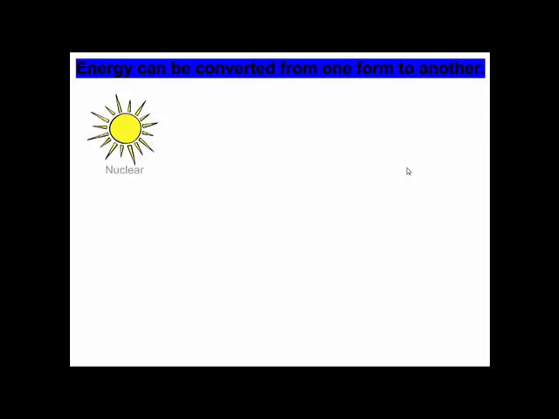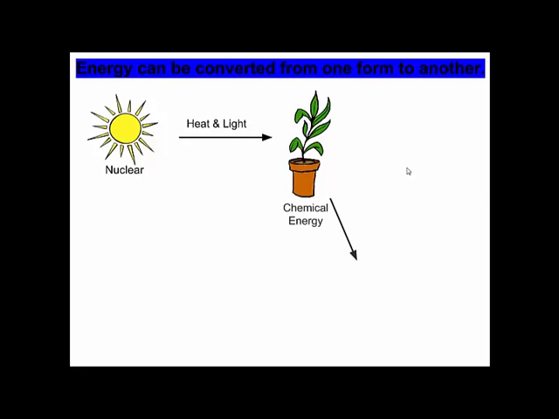So here we have our solar energy or our nuclear energy. It can be converted into heat and light. That goes to our plant, okay, which through photosynthesis turns it into chemical energy. It also lets off some heat.